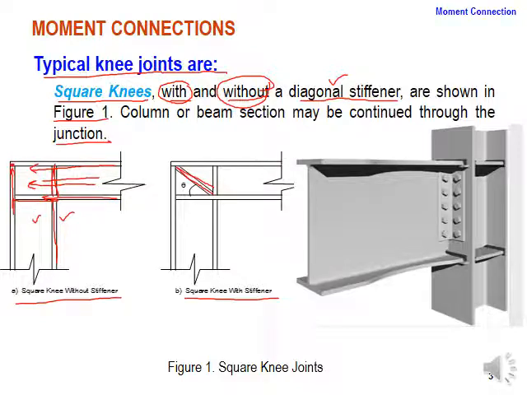that in this particular case the column is continued through the connection, the square knee. This is also a square knee in which you can see this part is the joint part. This is a square knee joint. So here you can see the column is continued. So this is the T connection, you can say, in which your beam has been connected. So your beam web is connected with the flange of the column. You can see over here.